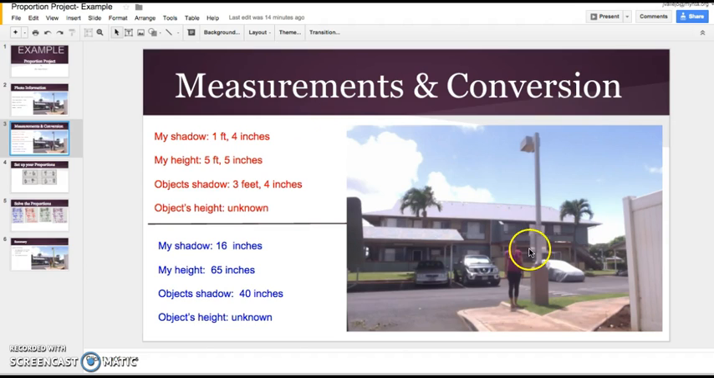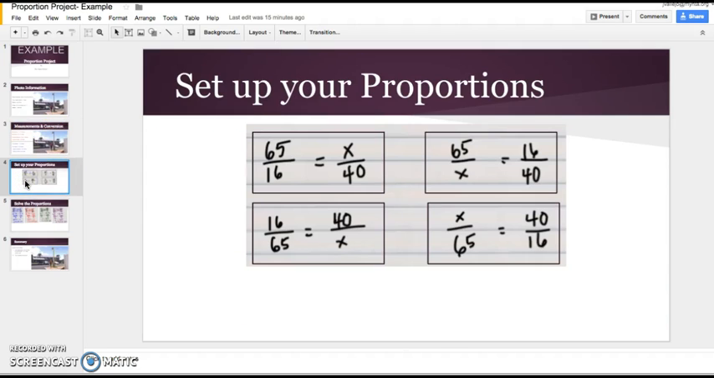Okay, and in order to find the height of your object, you can set up different proportions. So I can set up a proportion from my height to my shadow to the object's height to its shadow. Or I can do my height to the object's height to my shadow to the object's shadow. And there are several different combinations, and I want you to find all of the ways to set up your proportion. So here are the 4 ways that I could have set up my proportions.